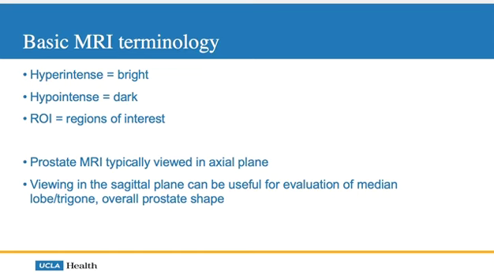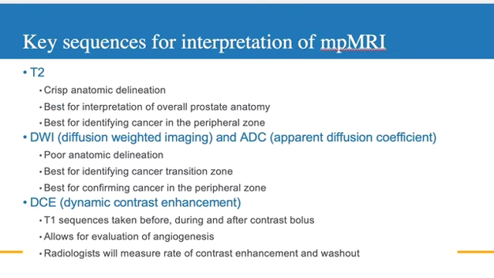Prostate MRIs are typically and most commonly viewed in the axial plane, although coronal and sagittal planes can be useful for certain things. Viewing in the sagittal plane can be useful for interpretation of the shape of the gland and to determine whether or not there is a median lobe, and can also help determine the overall shape of the prostate gland. So there are several key sequences that are used when interpreting a prostate MRI.